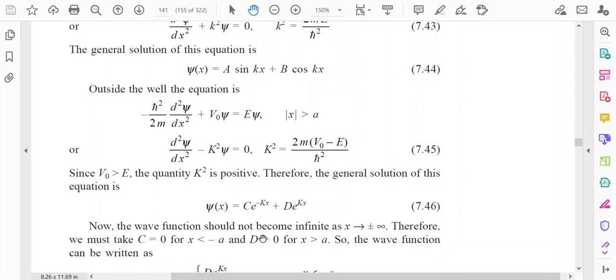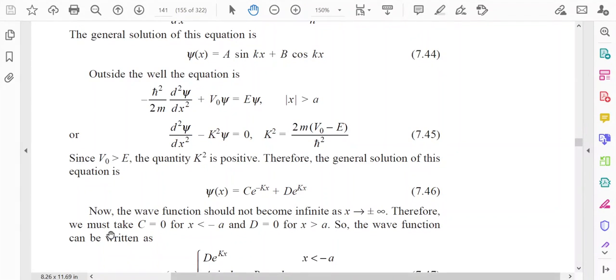Now, the wave function should not be infinite at the position x equal to plus or minus infinity. So, we have to consider this particular condition, and if we consider this, we must take C equal to 0 for x less than minus a. Why is it so? Because for x less than minus a, x is negative. So, if x is negative, this will be positive e to the power minus Kx, and at x equal to infinity, what will happen? This term will diverge. So we take C equal to 0.